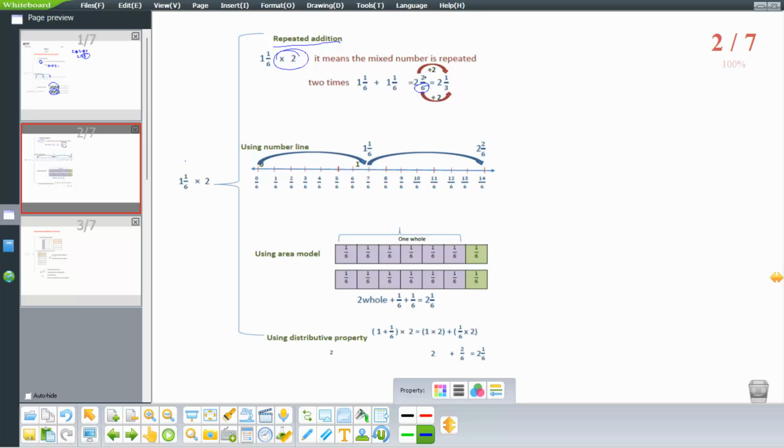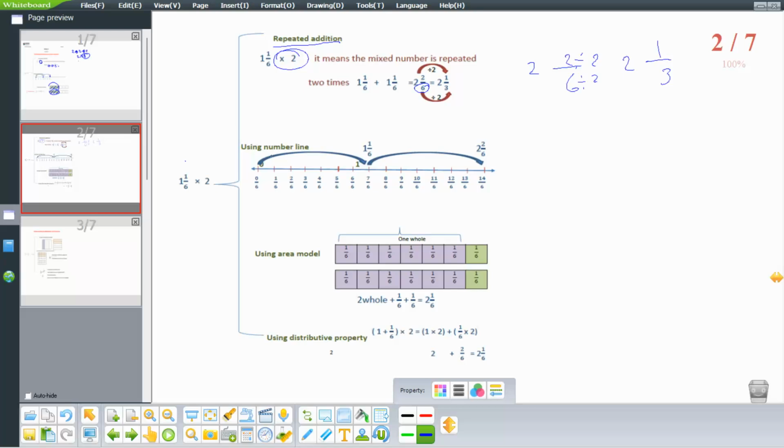So it will be 2 and 2 over 6. We can simplify, dividing by 2. It will be 2 and 1 over 3.